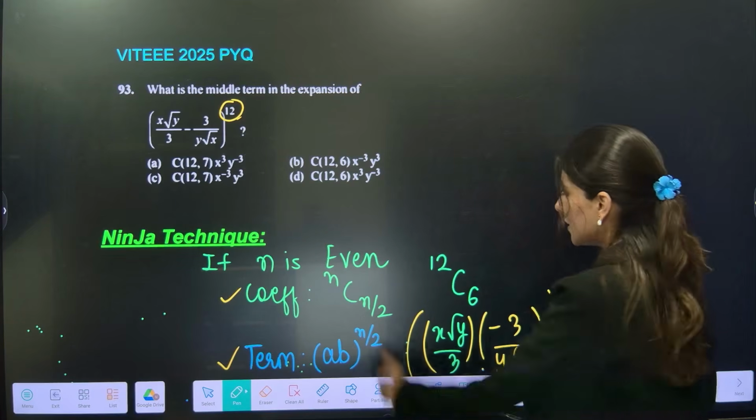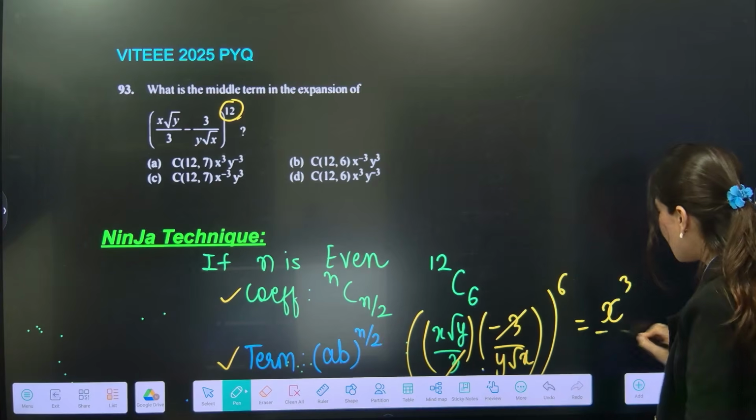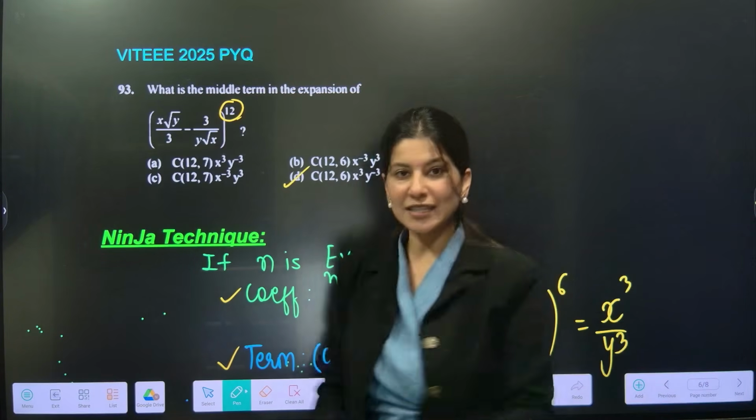So if you multiply these two things, x root 5 upon 3 multiplied by minus 3 upon y root x, whole power will be what? n by 2, 12 by 2, which is 6. On solving this, you are going to get x cube upon y power cube. So this is the coefficient, this is the term which is matching with option D.